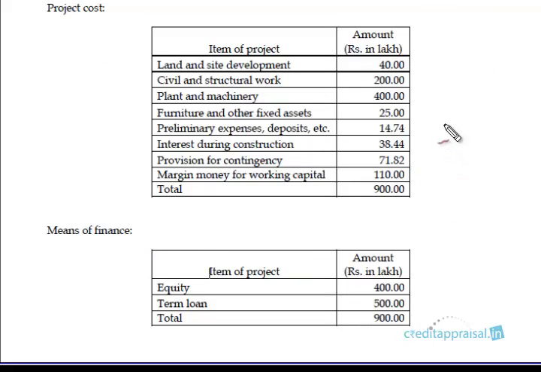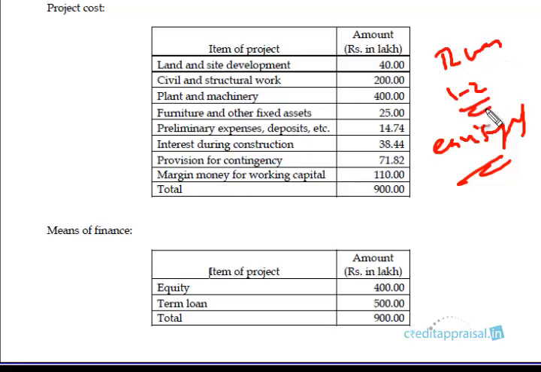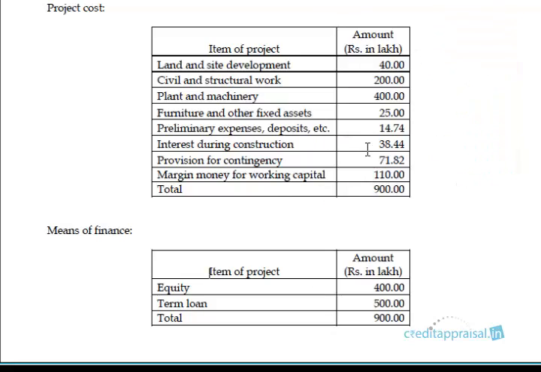Now, note that this is the envisaged project cost and means of finance. You have to note that this is what was envisaged in the project report at the time of sanction of the term loan. We are speaking of a case where the term loan was already sanctioned and 1 or 2 years have already passed. So we are now talking about what was envisaged earlier at the time of sanction, and what the background was.